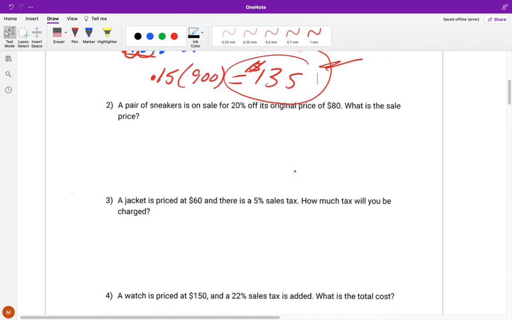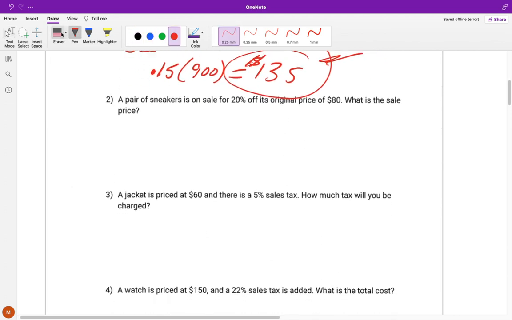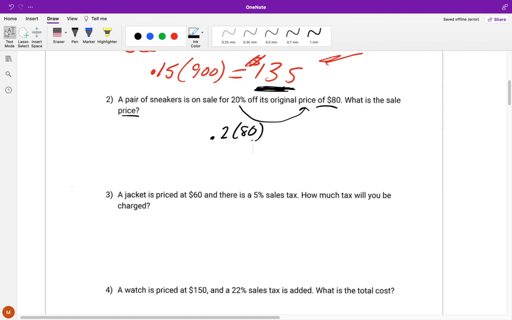This one is number 2. It says a pair of sneakers is on sale for 20% off its original price of $80. What is the sale price? So this is asking us, what is the actual final amount that we are going to spend on this? We can figure out the amount of discount by taking 20% of the total price, which is $80. So we can do 0.2 times 80, which is exactly what we were just doing in that previous problem. So this is equal to 16.